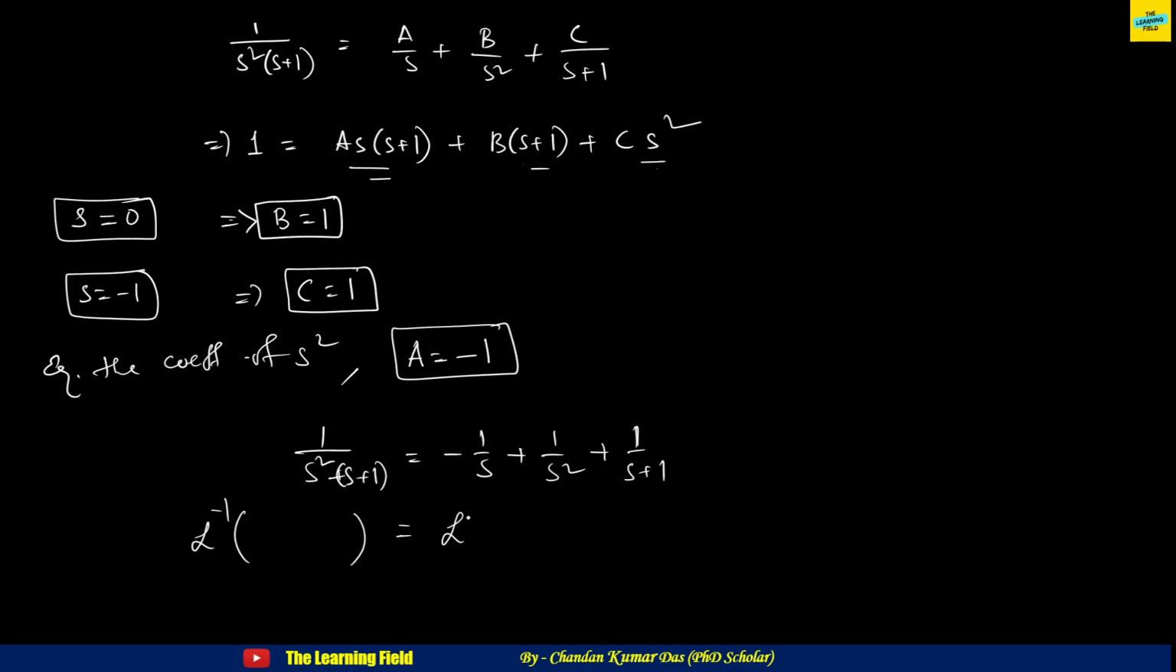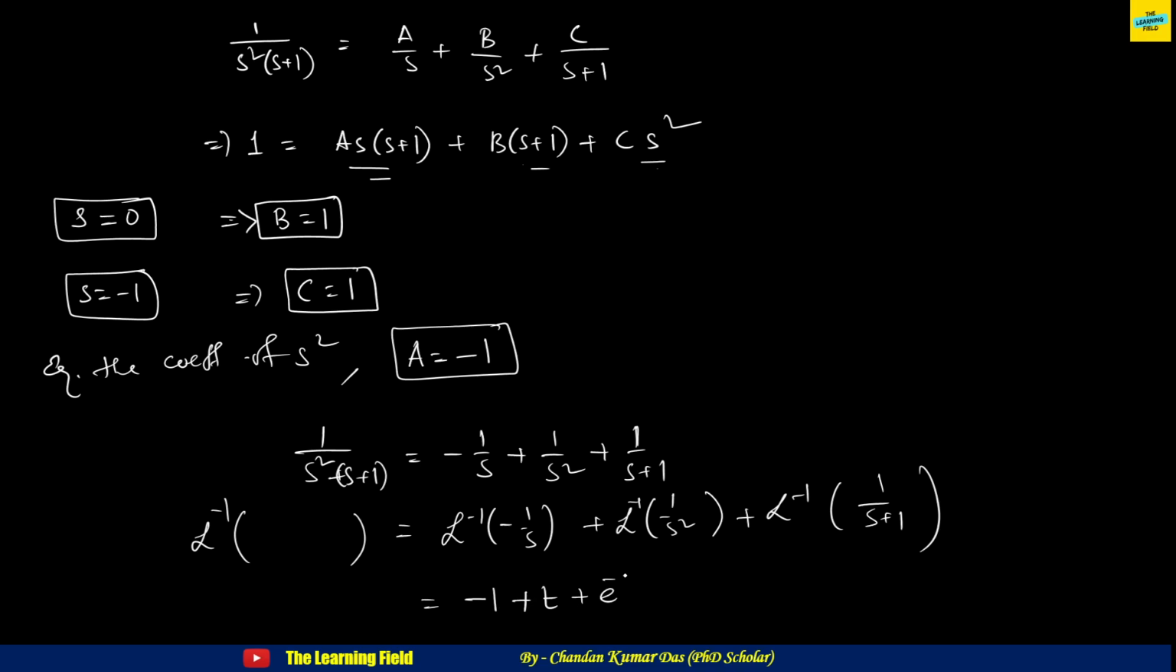This is equal to Laplace inverse of minus 1 upon s plus Laplace inverse of 1 upon s square plus Laplace inverse of 1 upon s plus 1, which is equal to minus 1 plus t plus e to the power minus t. So this is our inverse Laplace transformation. Now back to the question.